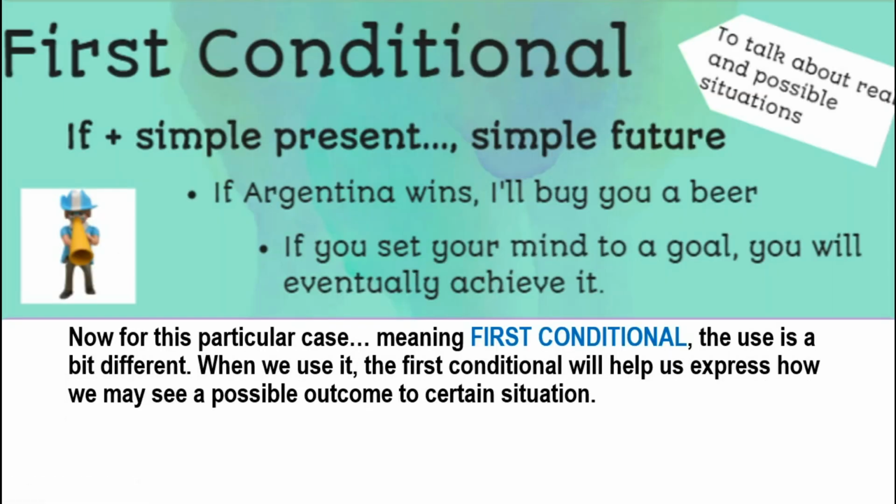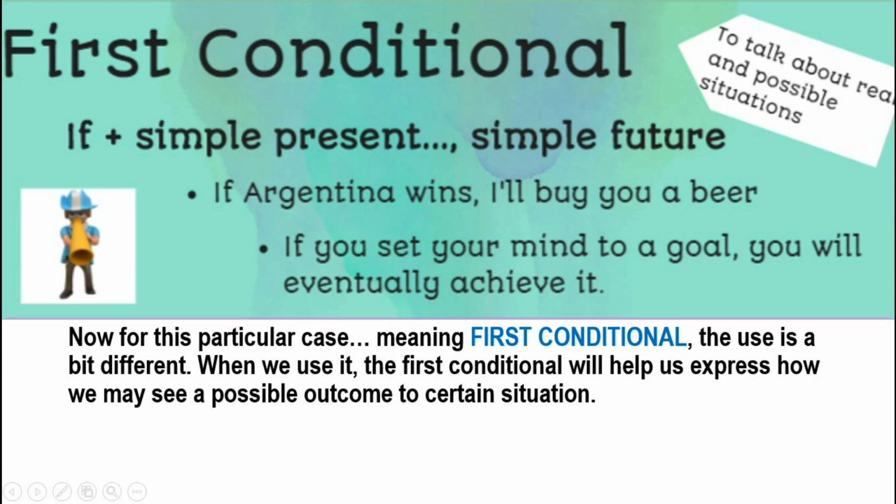Now, if we want to go for the first conditional, it talks about a possible situation, right? So for this particular case, meaning first conditional, the use is a bit different. When we use it, the first conditional will help us express how we may see a possible outcome to a certain situation. So the key word for this conditional is this here, outcome. The first conditional will always talk about the outcome, the possible result of something.